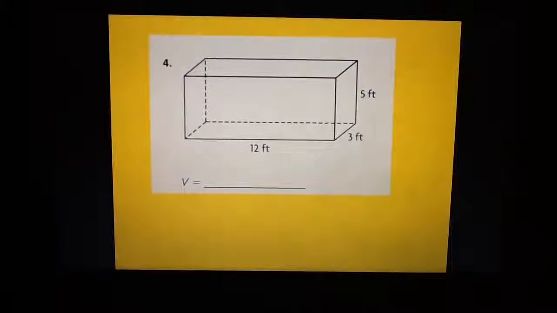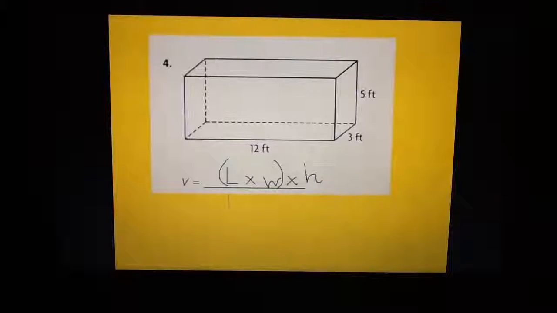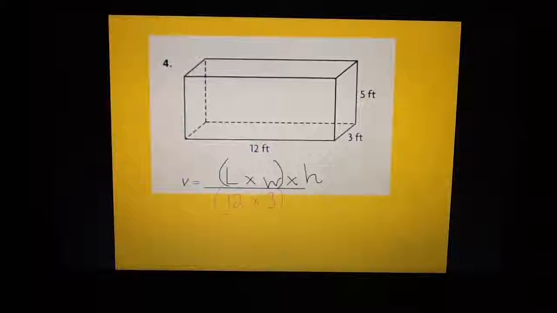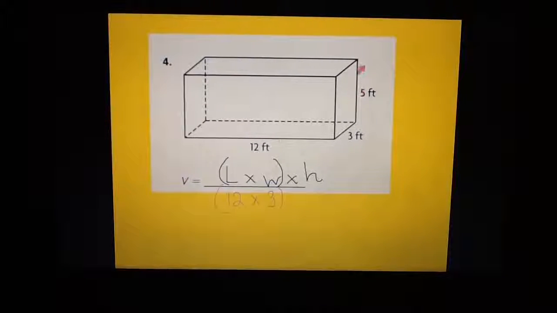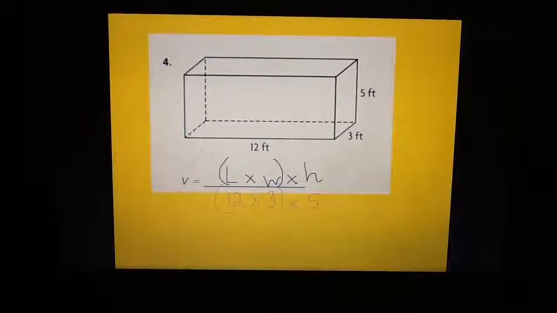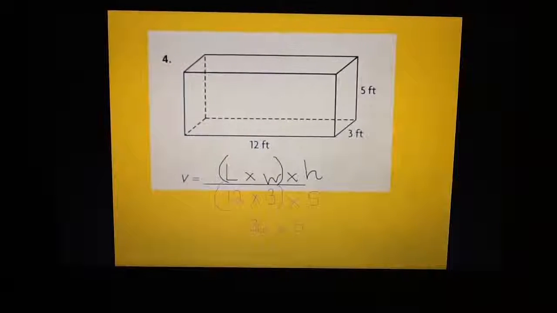Alright, boys and girls, you should have done length times width times height for your formula. And we want to find the base first, which will be my length times my width. As you can see, 12 times 3 is what I need to write down for my length and my width. And then, of course, our height shows 5 feet. So I'm going to go ahead and write times 5. Now to solve for my base, which is 12 times 3, I know that to be 36. And I'm going to multiply that by my height of 5.